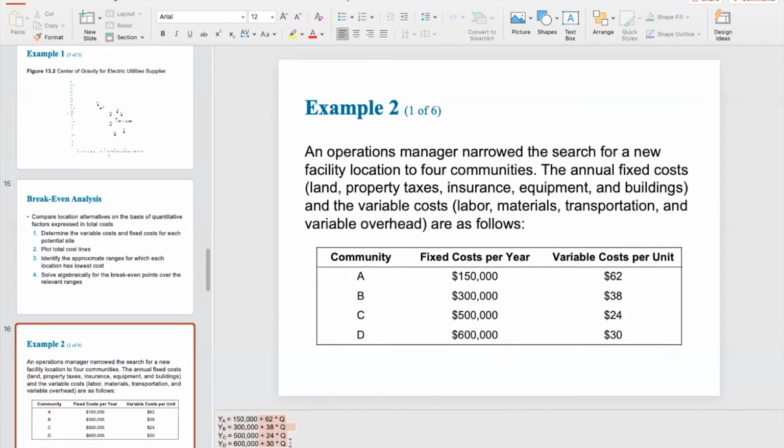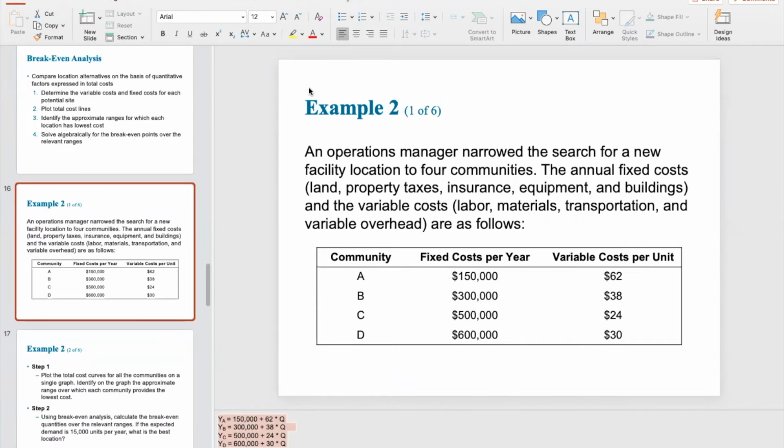Okay, so this is how we summarize the corresponding relationship between total annual cost and the order quantity within one specific community. Then, as I mentioned at the beginning of break-even analysis, we want to further use data visualization techniques to help us figure out the general picture of the comparison among different communities.